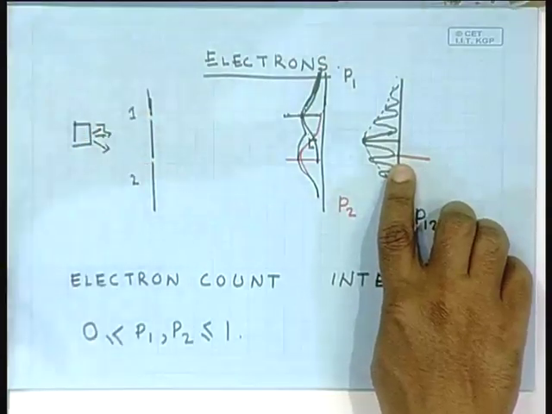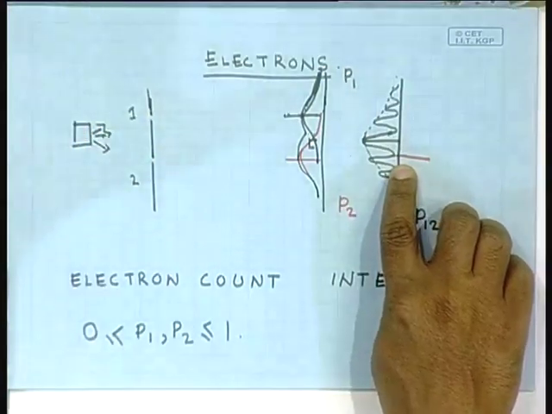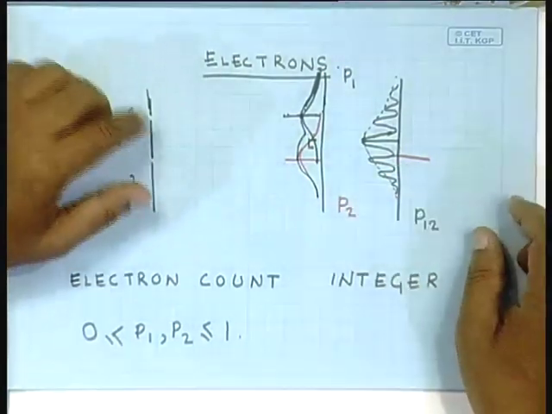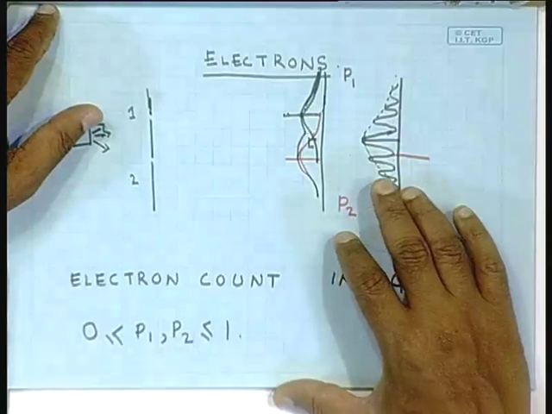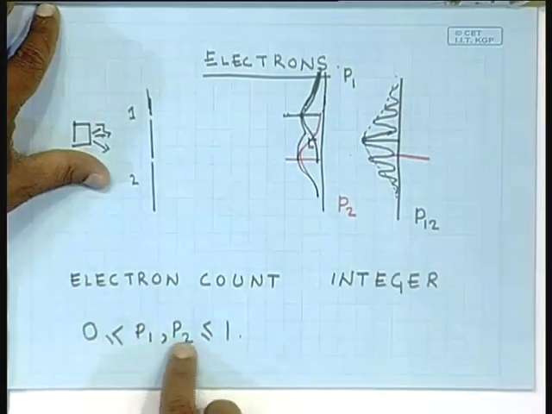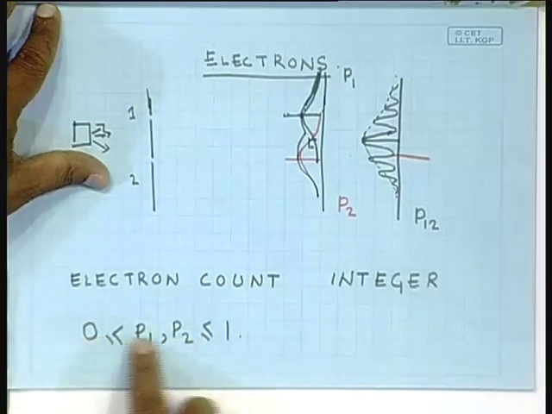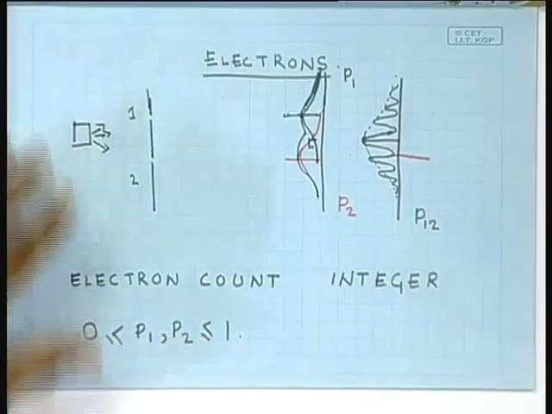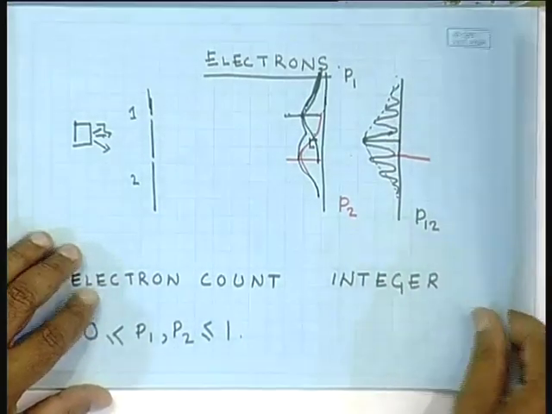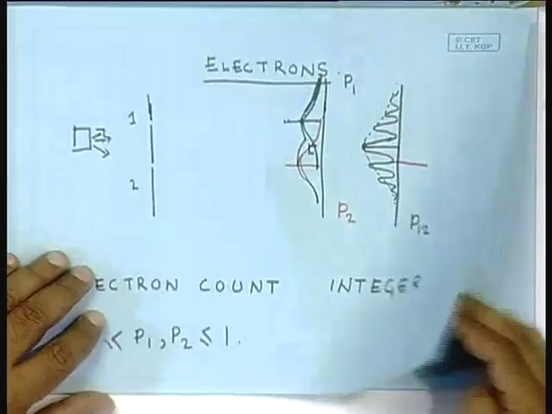When I open both, how do we explain the fact that the probability actually goes down instead of going up? You cannot explain this with probabilities alone, because the probabilities we know have to necessarily be positive, in the range 0 to 1. So, you cannot explain the fact that the probability goes down by using just probabilities. So, it is necessary to introduce another quantity.